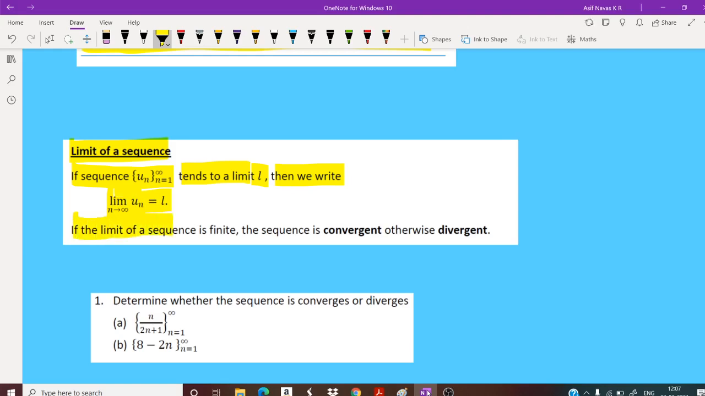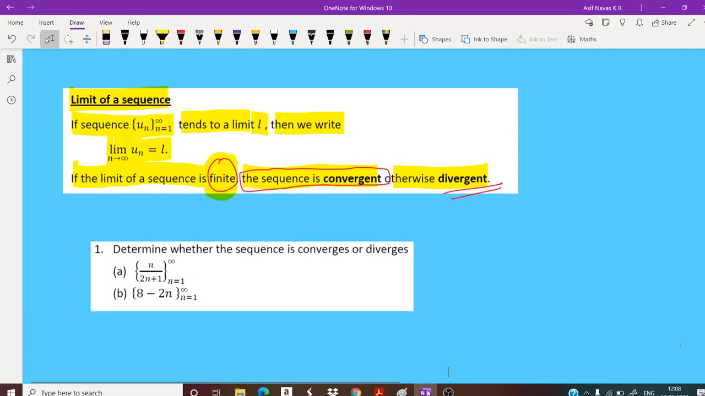If the limit of a sequence is finite, the sequence is convergent, otherwise divergent. That means if you have a sequence un, you just check what will be the limit as n tends to infinity. If this limit is finite, then we call the sequence convergent. And if the limit is infinite or minus infinity, we say that sequence is divergent.